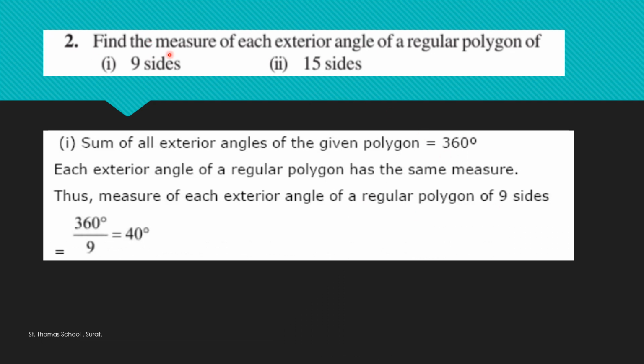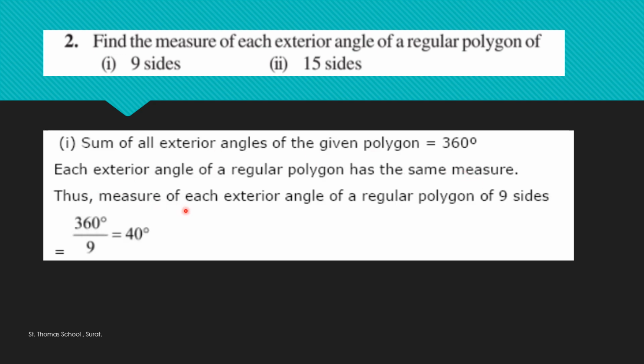Question number 2. Find the measure of each exterior angle of a regular polygon of 9 sides and 15 sides. So we have to find each exterior angle, and it is given a regular polygon of 9 sides. Clear? So the sum of all exterior angles of the given polygon is 360 degrees. Each exterior angle of a regular polygon has the same measure, right? Regular polygons we already studied in the try this. If it is regular, interior angles are equal, so exterior angles are also the same.